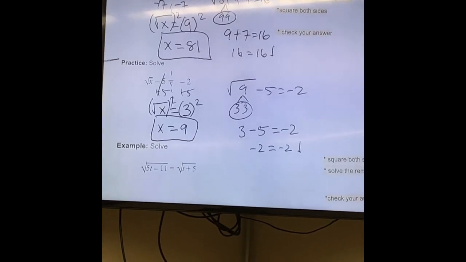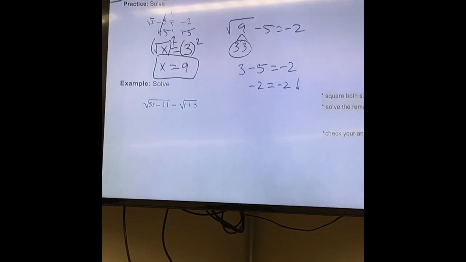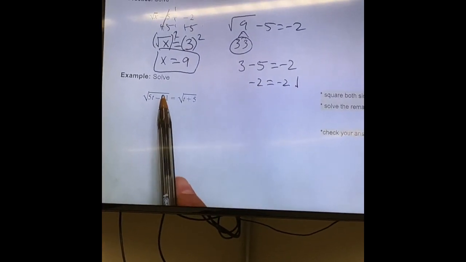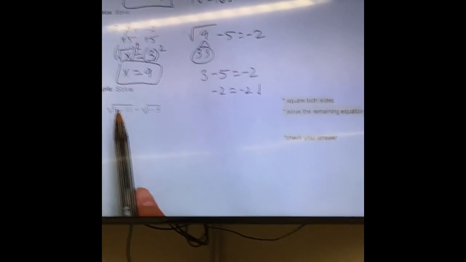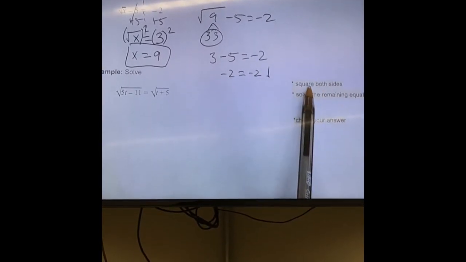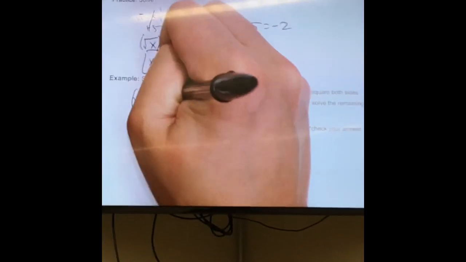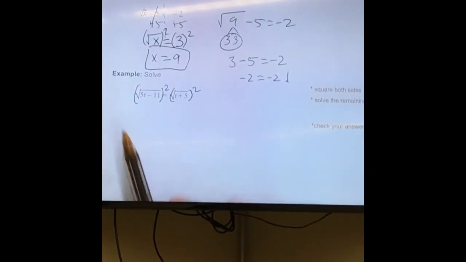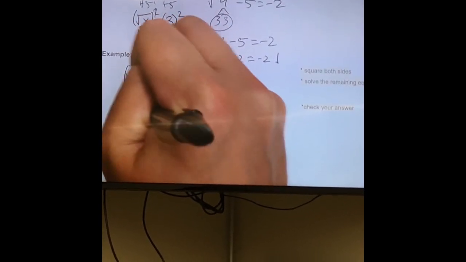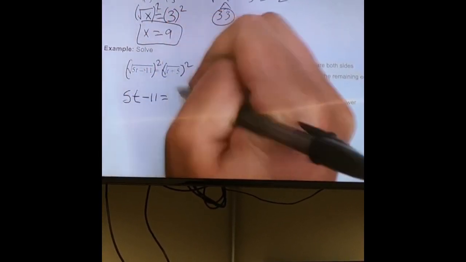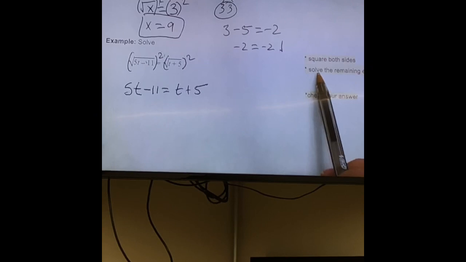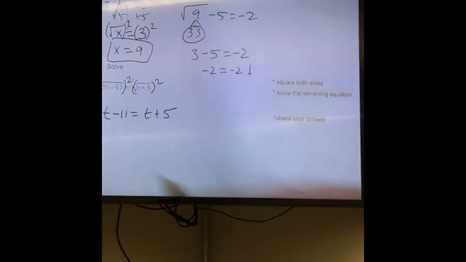All right. Our second type of problem that you will be seeing in this section is if both sides are already at a square root. We can't get the variable out of the square root without squaring both sides. So both of them are at a square root. That's step 1, square both sides. So we're going to raise both to the second power. Again, remember, something squared gets rid of the radical, so you're left with the inside, which is 5t subtracting 11 equals t plus 5. Our goal is to solve for t, so we're going to solve the remaining equation here.